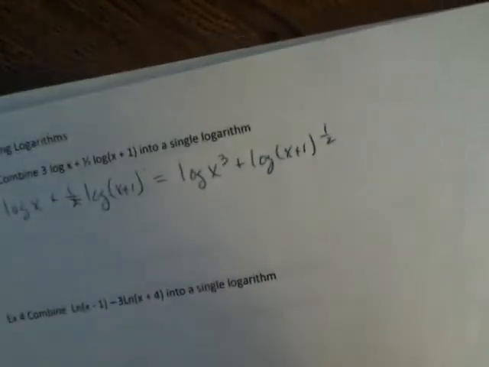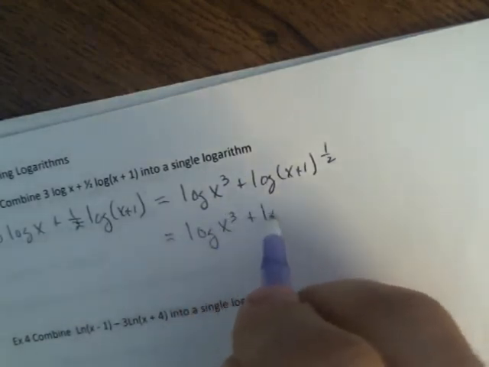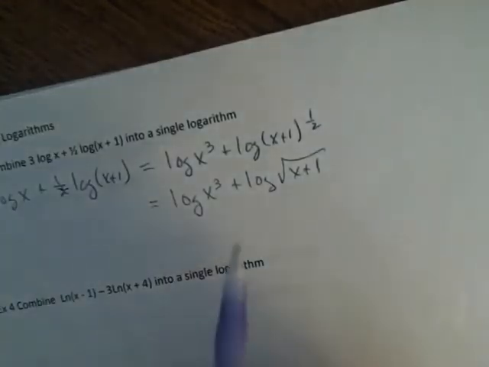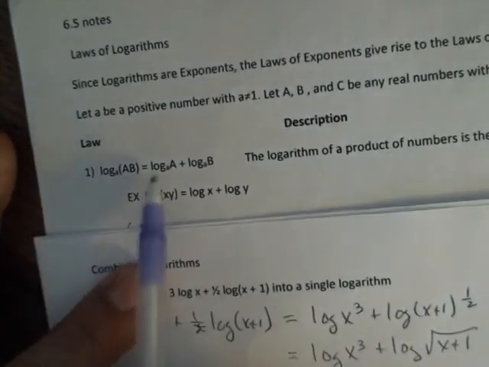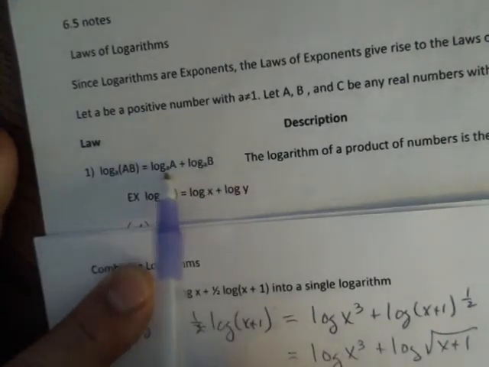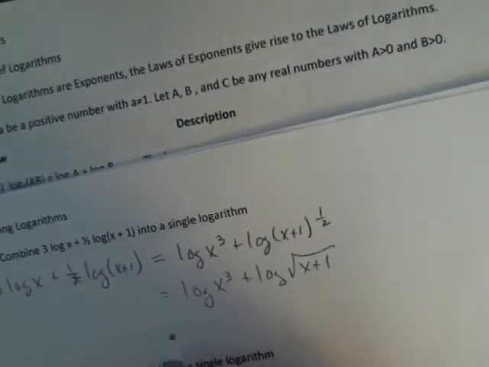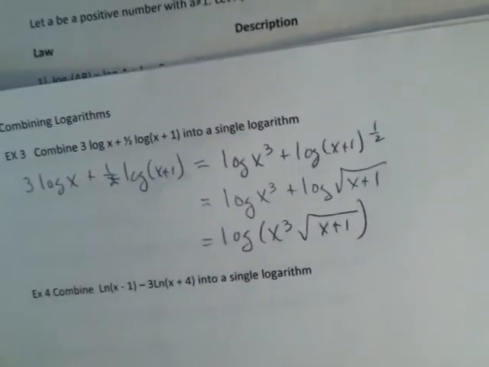So we take care of our exponents. And the 1/2 power makes the square root. So now if I look at this, it looks like this. I'm working back to get to this. So I take the log of a sum, 2 logs of a sum, and make it into a single log. So this is the single log of x cubed times the square root of x plus 1.